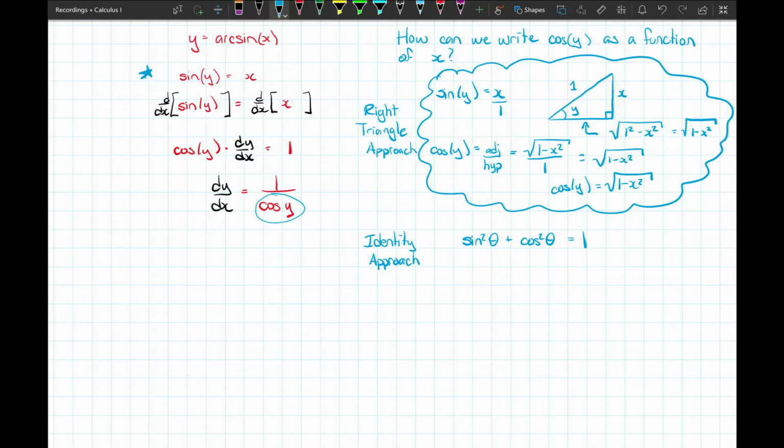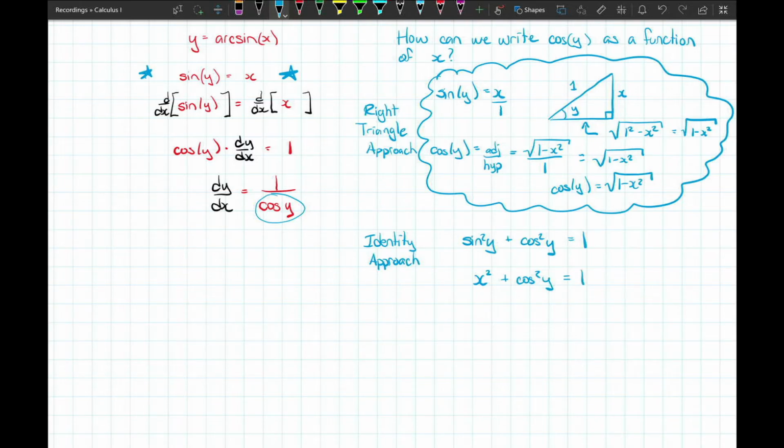Let's just change that so that we actually involve the variable y. Sine squared y plus cosine squared y is equal to 1. Now, once again, we have to go back to this blue starred equation. Sine of y is simply equal to x. And that means that sine of y can be replaced here with x in this Pythagorean identity. x squared plus cosine squared y equals 1.